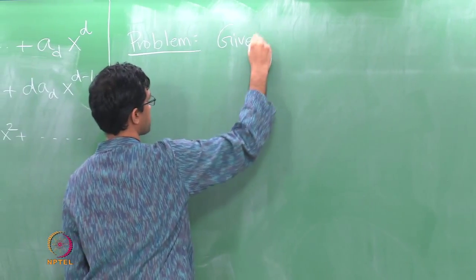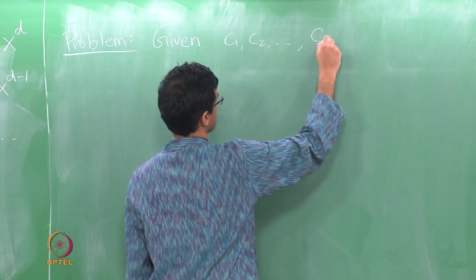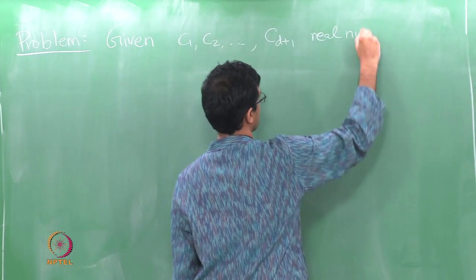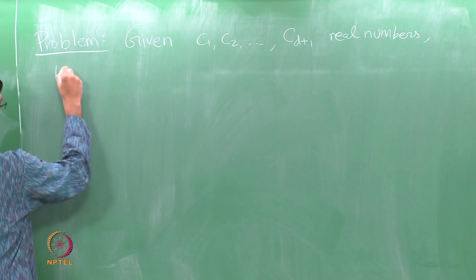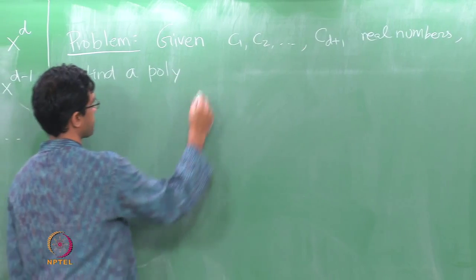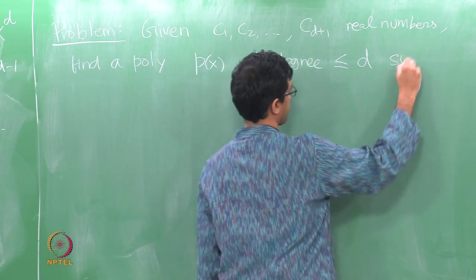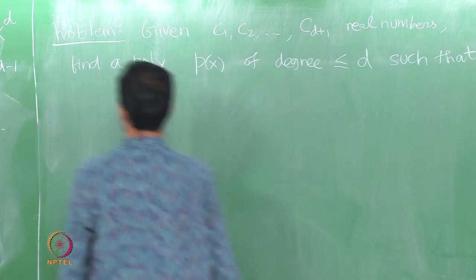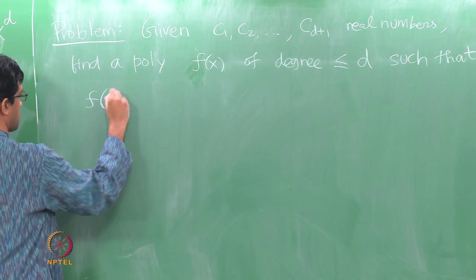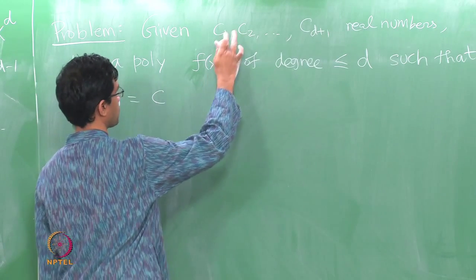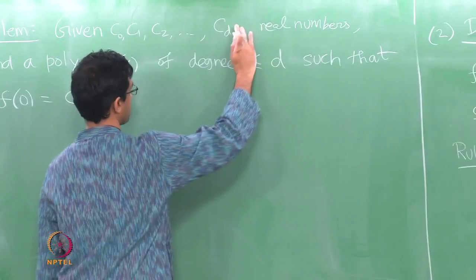Again, it shares some aspects with the interpolation polynomial. Given real numbers, let me call them C1, C2, so given d plus 1 real numbers, not distinct or anything, arbitrary real numbers, find a polynomial, maybe we'll just call it f of x. Here it's nicer to re-index this. Instead of calling them C1, C2 till C(d+1), let me call them C0, C1 till Cd. And you'll see in a minute why.